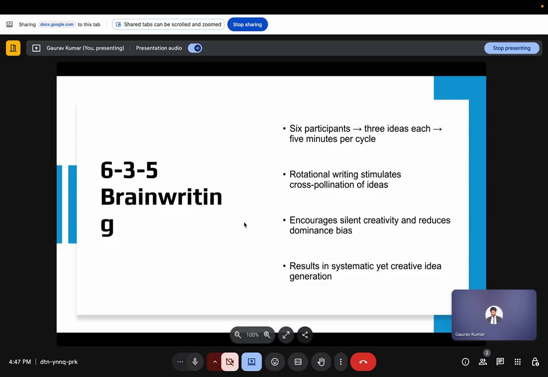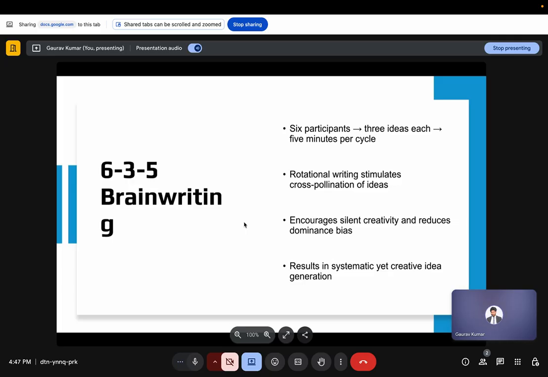Silent writing limits domination and bias and isolates cross-pollination. Passing the sheets ensures continuous building and mutation of ideas within 30 minutes. The team produces a broad, layered set of options. Written artifacts improve traceability into later selection and IP. The structure balances spontaneity with method.